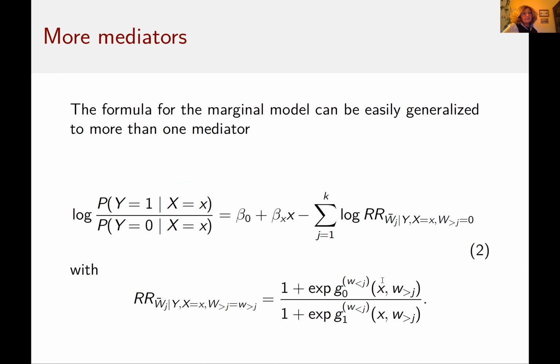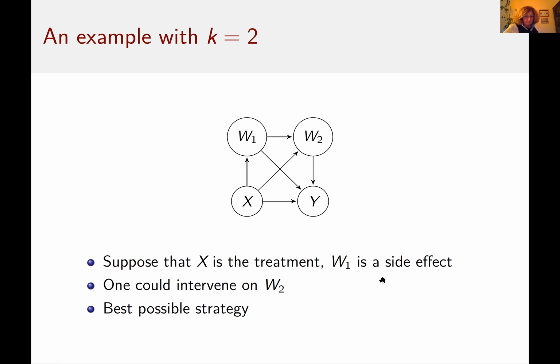Now, with more mediators, the formula of the marginal model can be generalized to more than one mediator. It's a bit complicated, but not very difficult once you understand the mechanism. And now I give you an example with two mediators and then draw conclusions. Suppose that we have a treatment, and W is a side effect. One could intervene on W2.